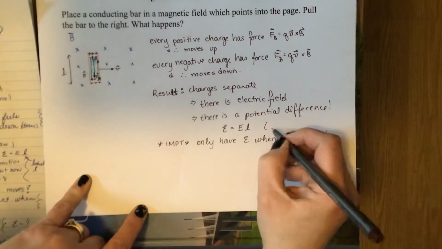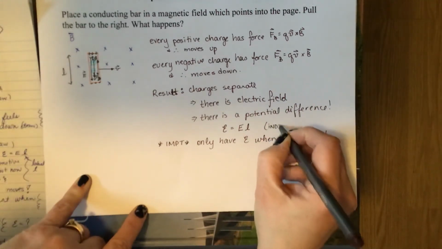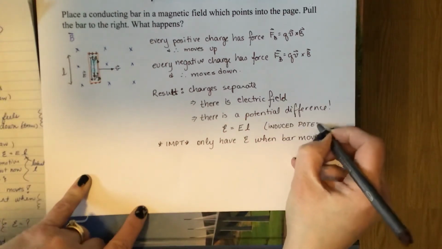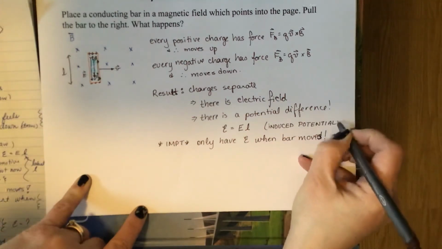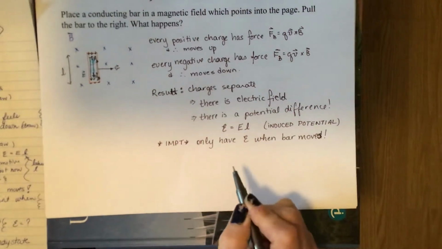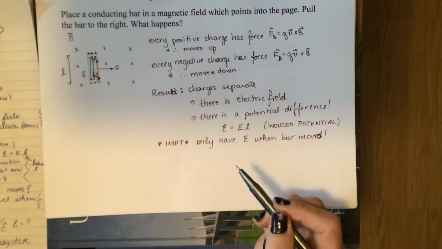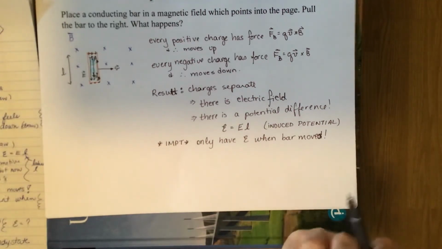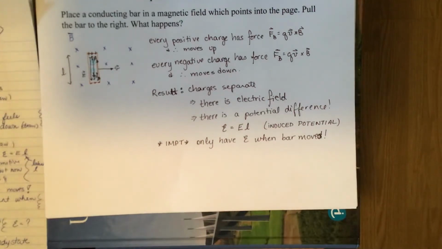So that epsilon, that EMF, is called the induced potential, or induced potential difference. And that only happens when the bar is moved. That was part of Faraday's result: he only observed current when there was a change in the magnetic field, when there was a change.